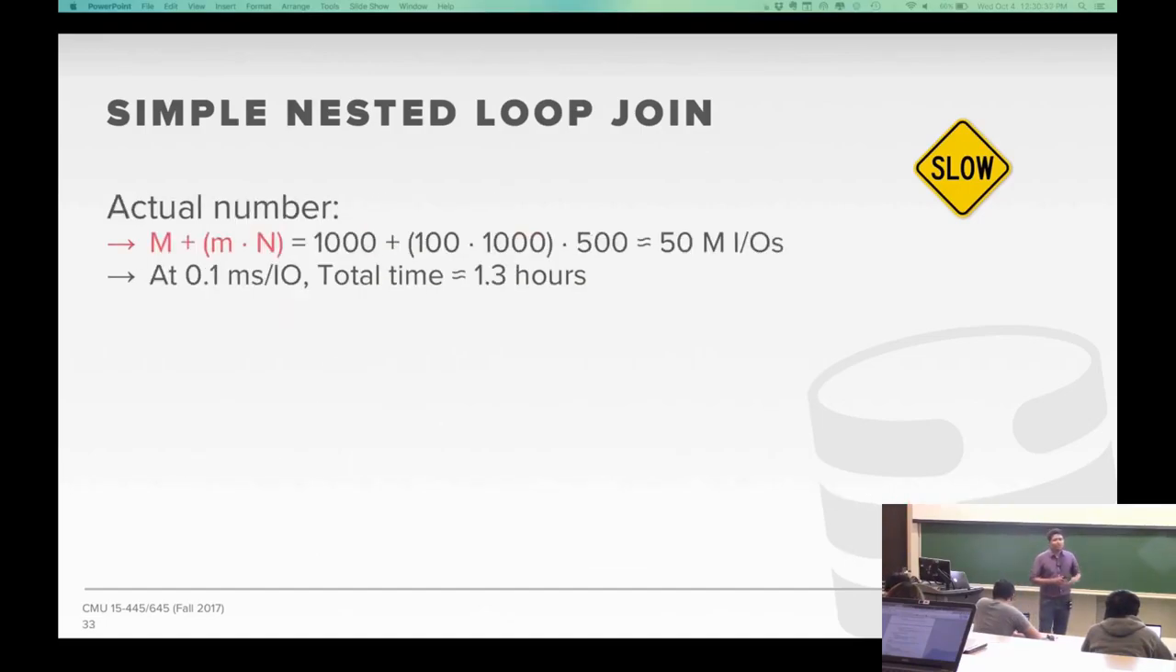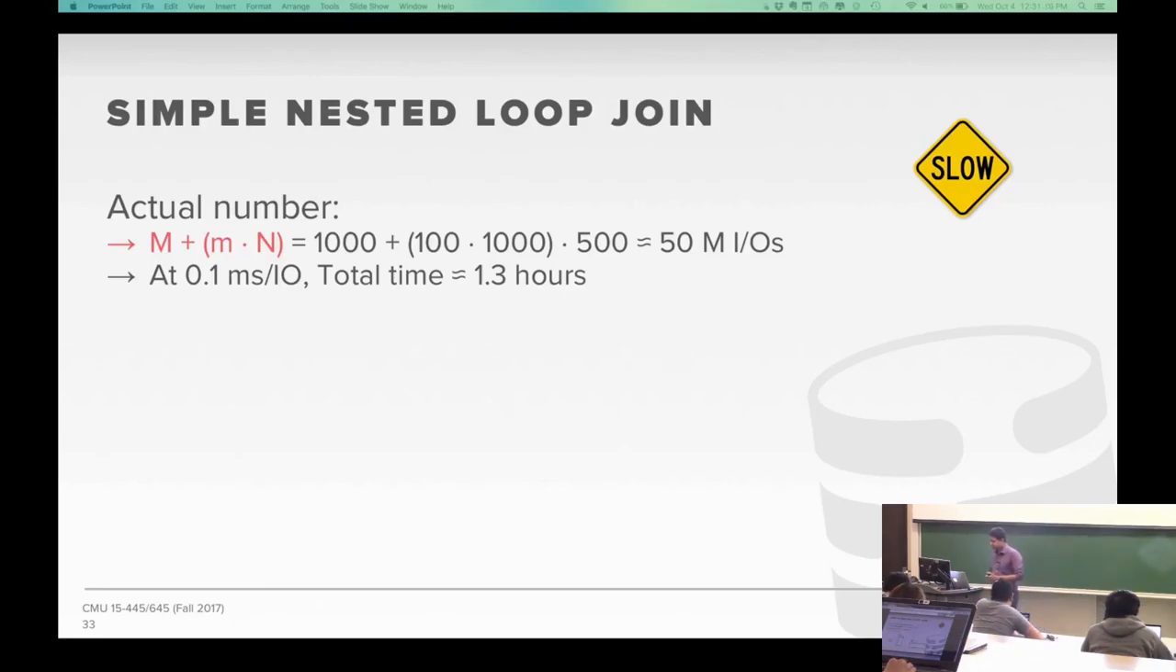So we just plug in the numbers. That's m and then small m and n. So roughly we'll be doing like 50 million I/O operations when we run this simple nested loop join algorithm. And even if you use an SSD, you will get the result of your query after like 1 hour. Okay, so that's not so good. It's really slow.